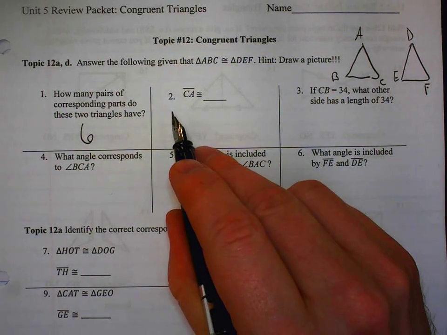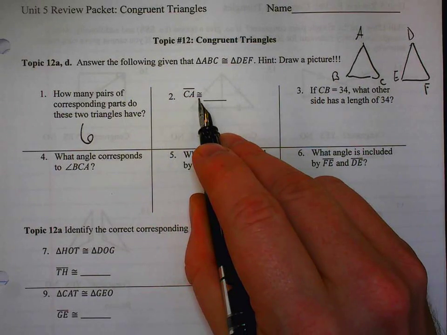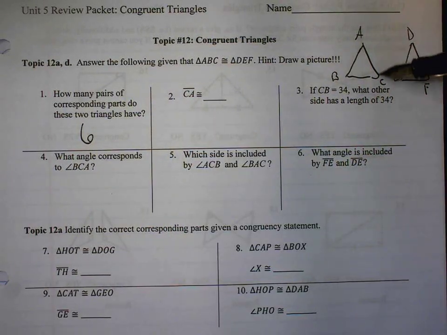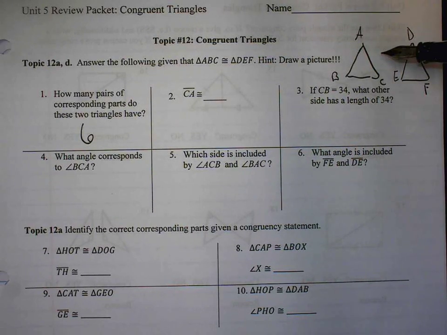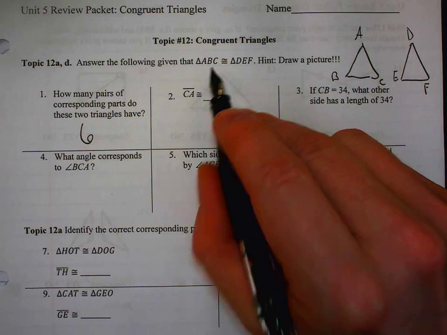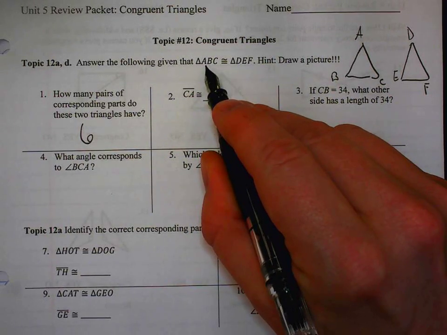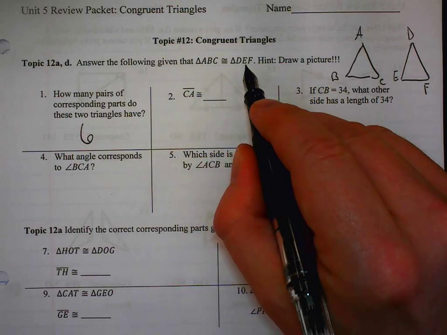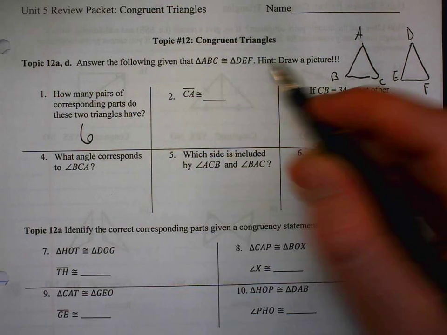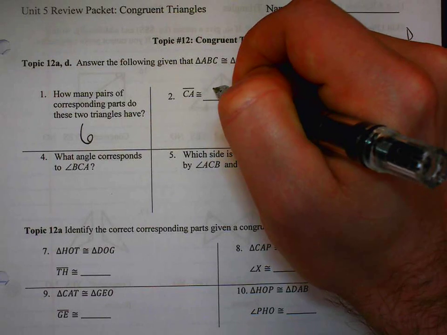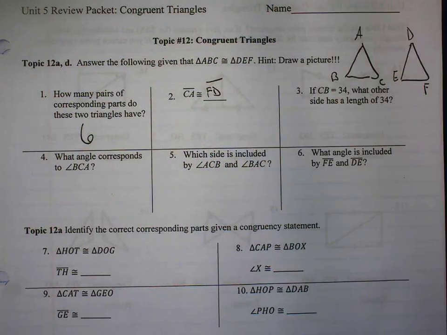Number 2, segment CA is congruent to CA and DF are corresponding parts. Because these two triangles are congruent, these two segments have to be congruent. A slightly easier way to do it is take a look at the triangle congruence statement. C and A are the third and first letters of ABC. In this one, F and D will be the third and first. So this is congruent to segment FD.